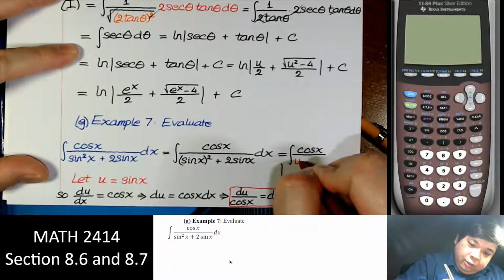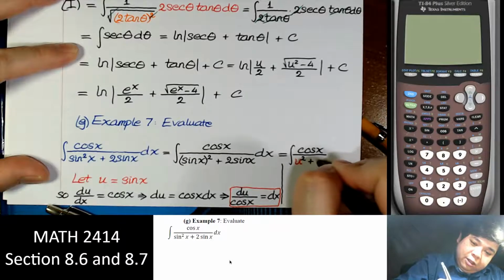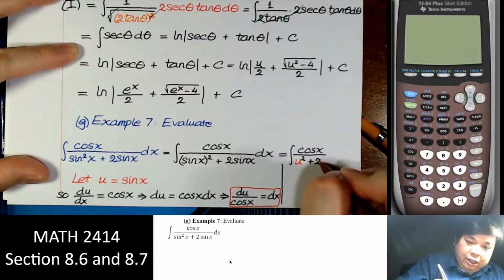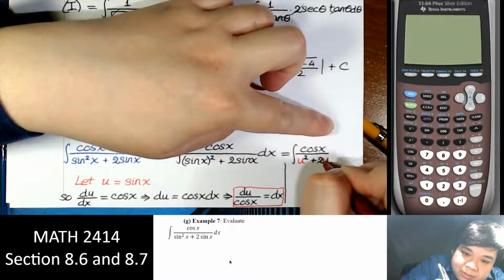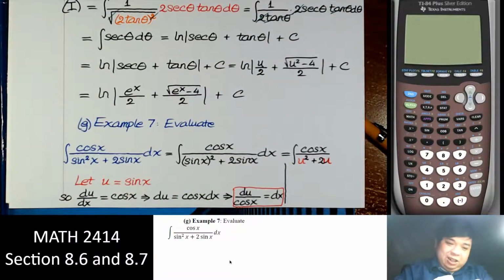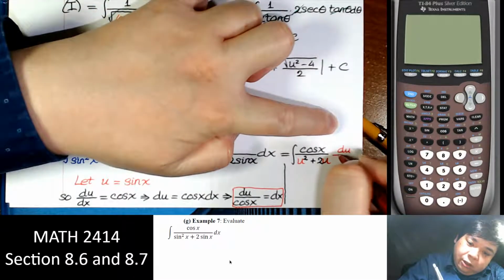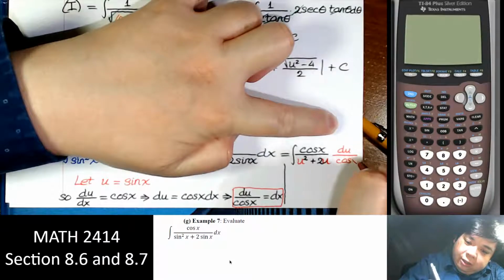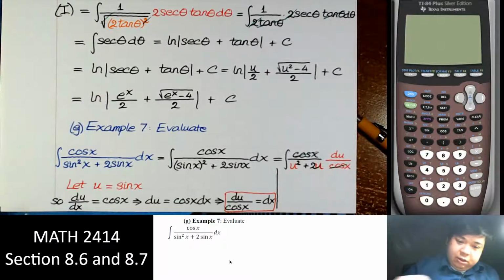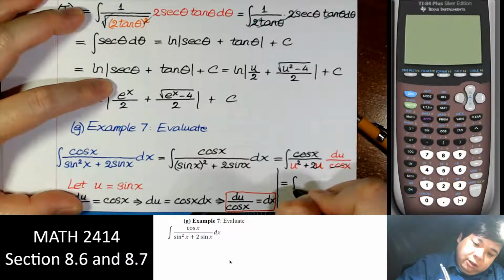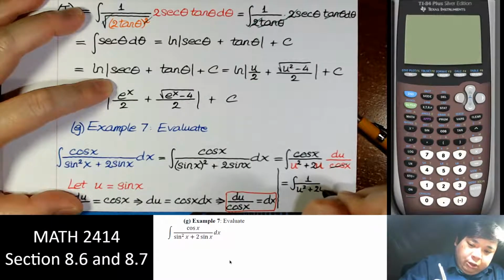Here we have u square plus 2u. So the difference in this problem is that when we make the substitution, it's for 2 places, and then dx is du over cosine of x, and the cosine of x cancels out. We have 1 over u square plus 2u du.